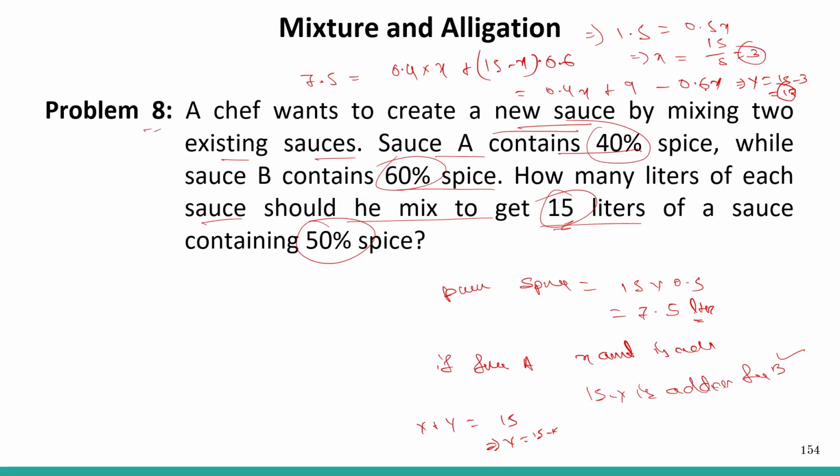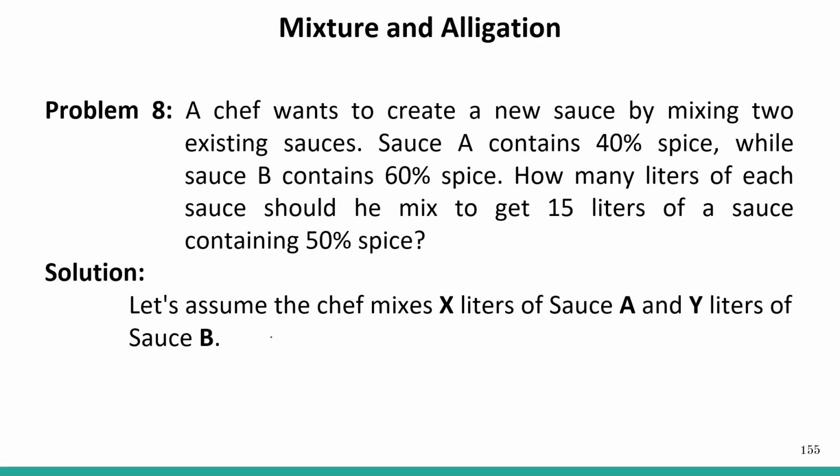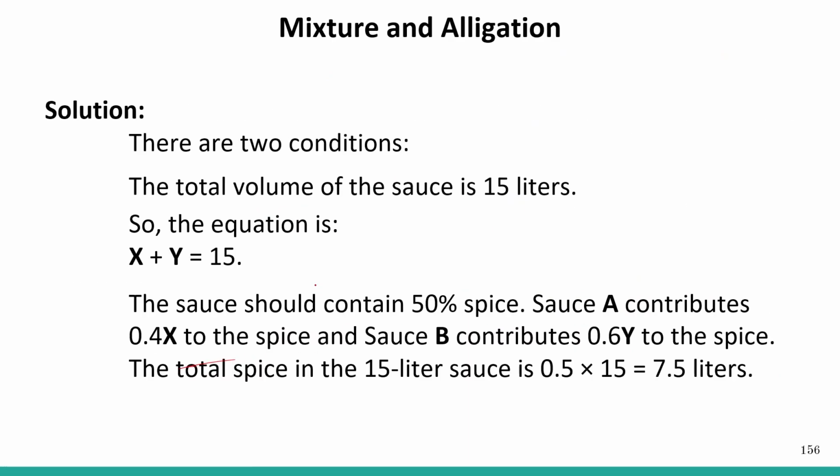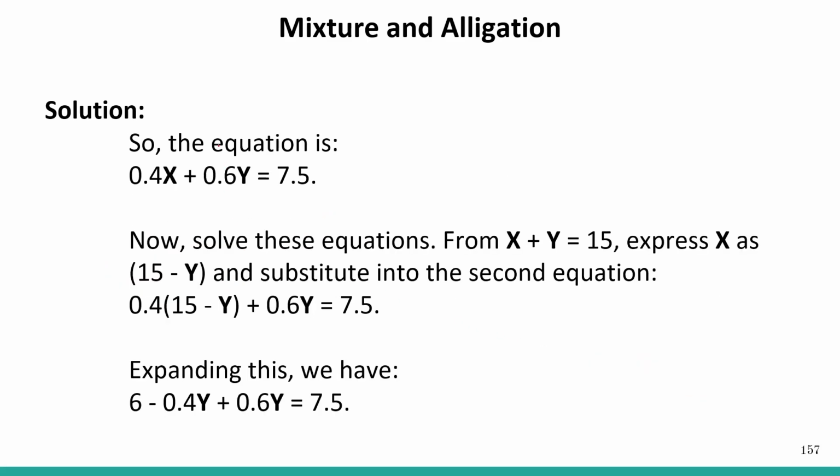Okay, so let's go forward and see. Let's assume that the chef mixes x liters of sauce A and y liters of sauce B. So their total must be 15. The sauce should contain 50% spice. So this contributes pure spice of 7.5 liters in the sauce. So this equation must be solved. To solve these equations, x plus y is equal to 15. Express x as 15 minus y, because their mixture must be equal to 15 liters.